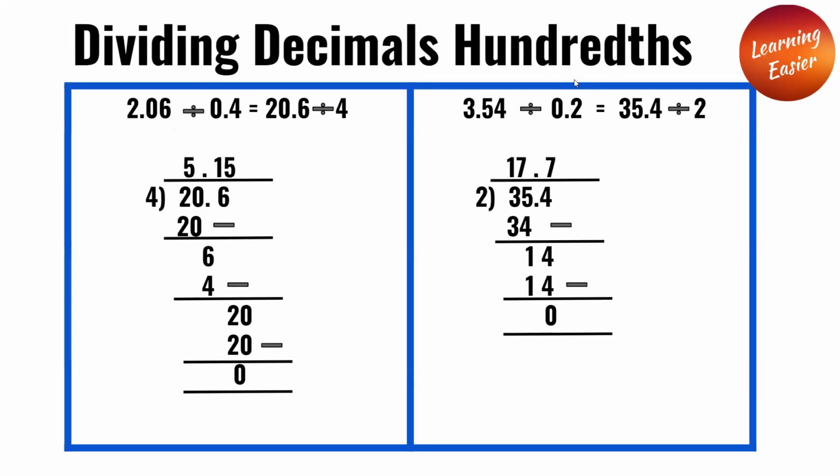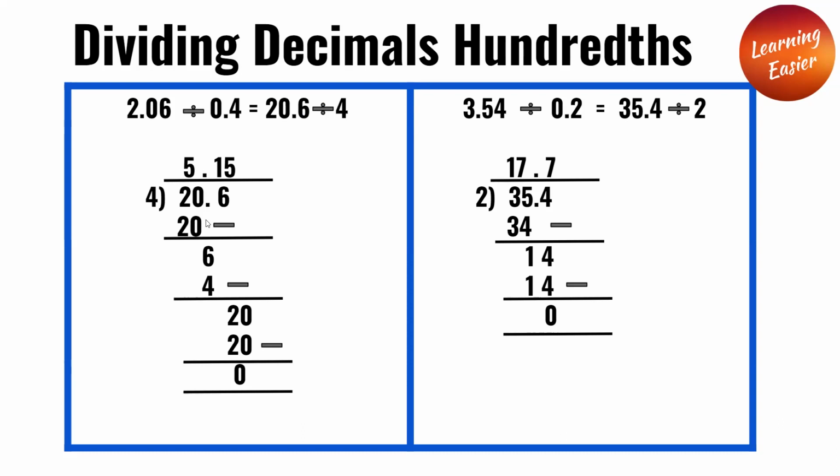Dividing decimals in the hundredths place value. 2.06 divided by 0.4, which is equal to 20.6 divided by 4. As we told you before, the dividend does not need to be a natural number. It can be a decimal. All that matters is that the divisor is a natural number.